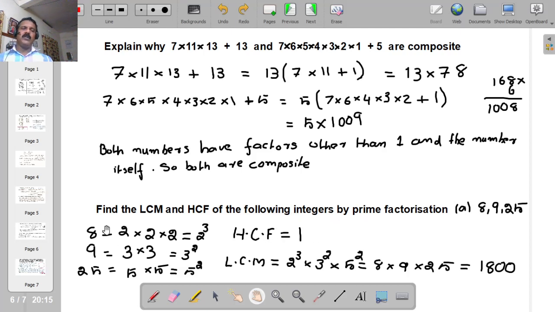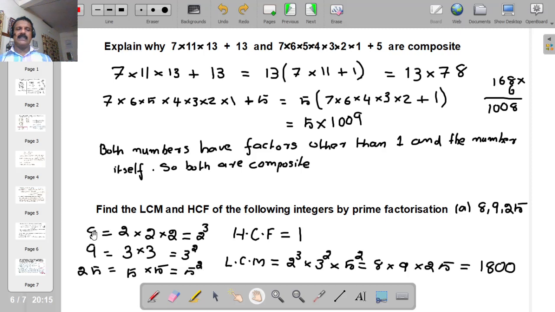First of all, we have to write these three numbers as the product of prime numbers. 8 can be prime factorized as 2 times 2 times 2, which is equal to 2 to the power 3. 9 can be prime factorized as 3 times 3, which is equal to 3 squared. 25 can be written as the product of prime numbers as 5 times 5, which is equal to 5 squared.